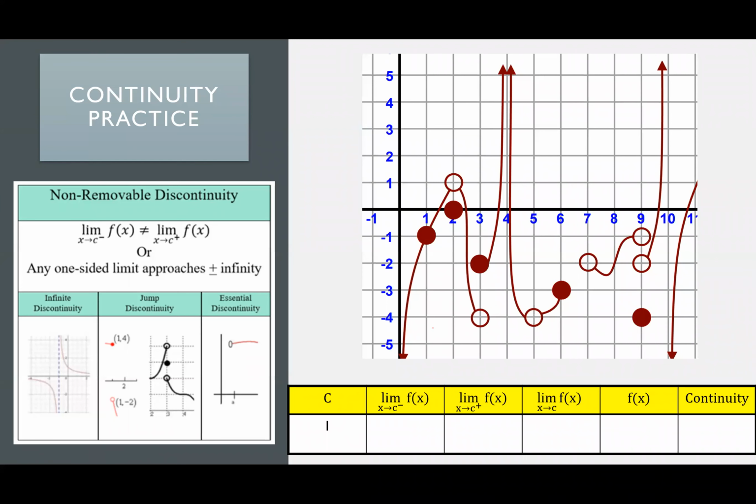Okay, so at x equals 1, what is my limit from the left? -1. Okay, what's my limit from the right? Still -1. General? -1. And if I plug it in? -1. So what's my continuity? C, right? Yep, continuous.